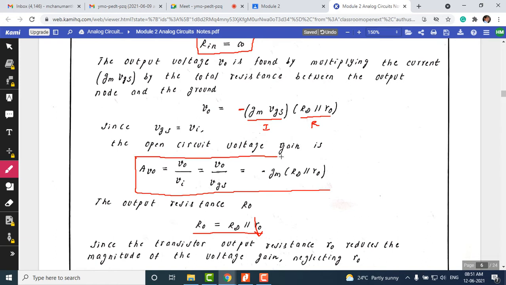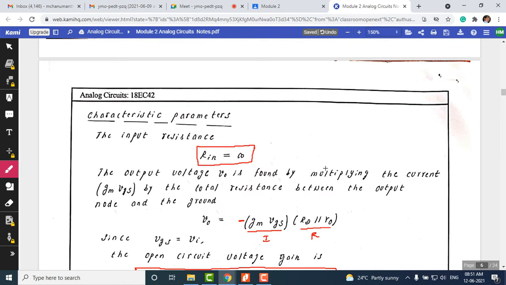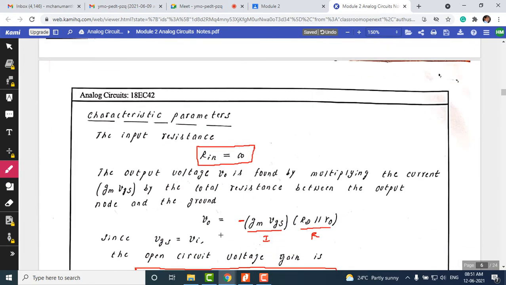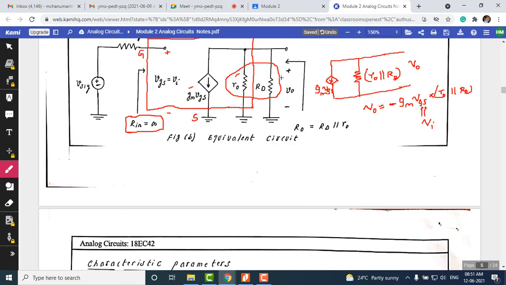These are the formulas which you need to remember. Remember, there is a negative sign here: minus gm times rd parallel with rn. It's very easy. If you look at the circuit, we can easily write this v naught equation. So looking at the circuit, what is v naught? V naught is nothing but current times the resistance. This is the current which is going out from the drain terminal.